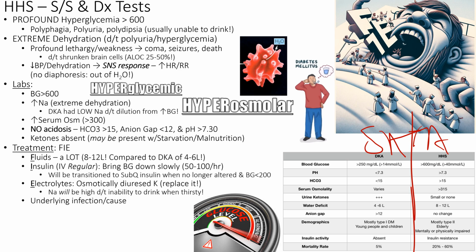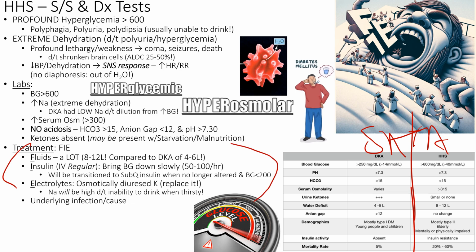They're extremely dehydrated, so they can get up to 12 liters of fluid compared to our DKA patients that only got like 4 to 6 liters. So they get extreme amount of fluid replacement. They get insulin as well, IV, and they get electrolytes. Okay, so they've been peeing out potassium. They're probably gonna have a lower potassium. They're not acidotic, but they're gonna have the same treatment as HHS.